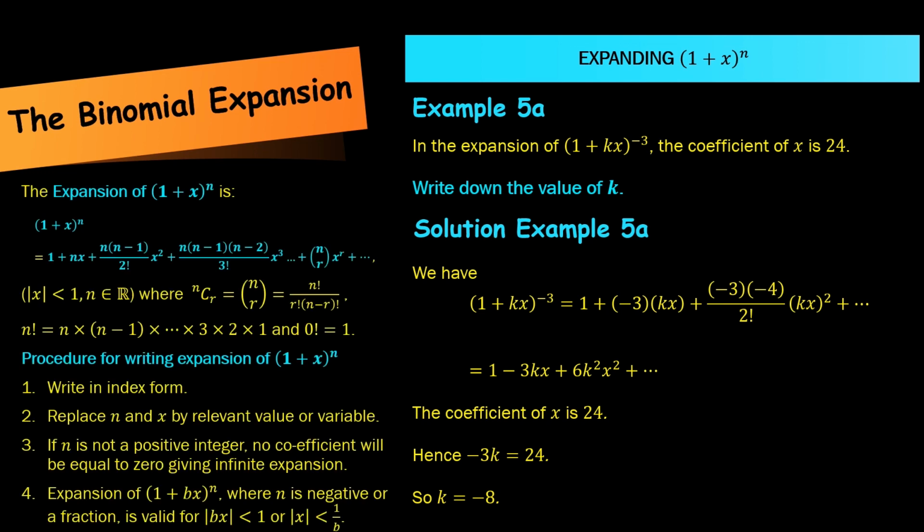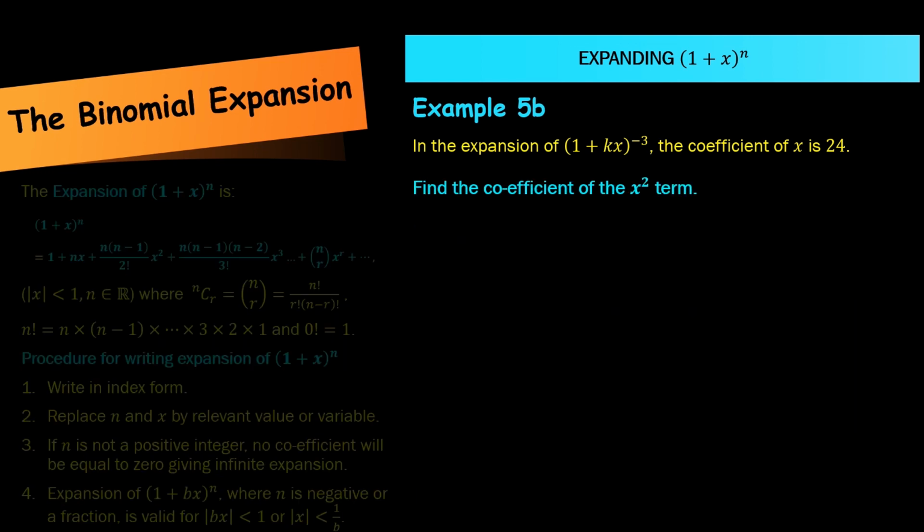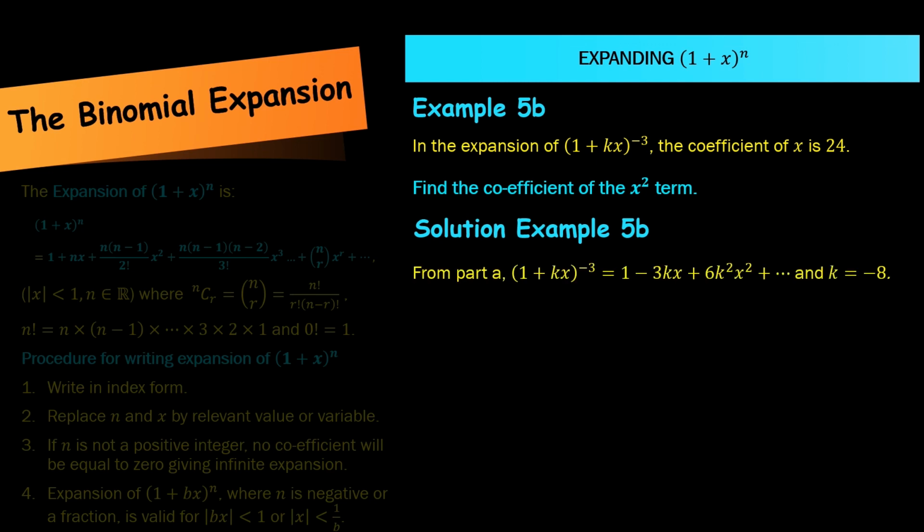Now let's solve part B. We are required to find the coefficient of the x squared term. From part A, we have this expression for 1 plus kx to the power minus 3. We also have that k is equal to minus 8. And therefore, we have that the coefficient of x squared is 6k squared.